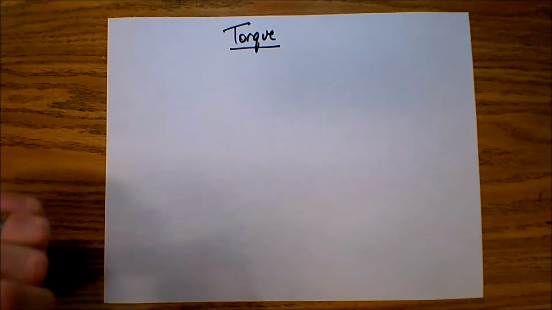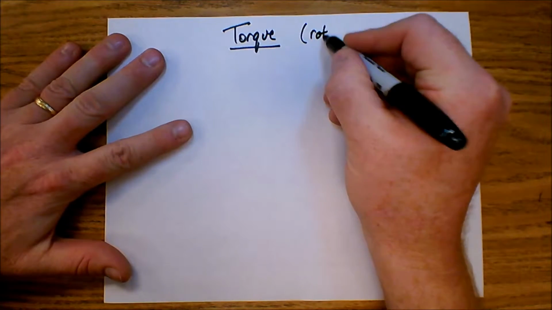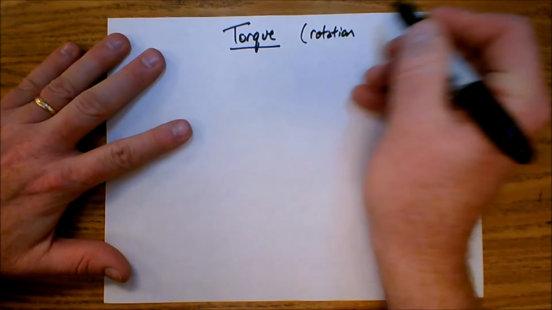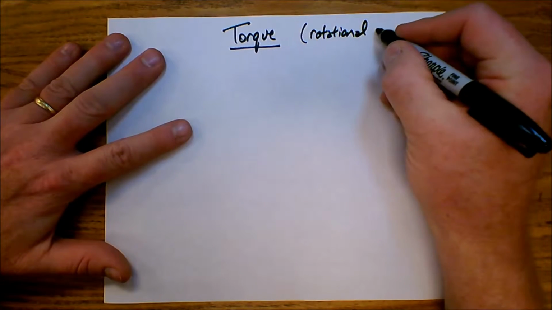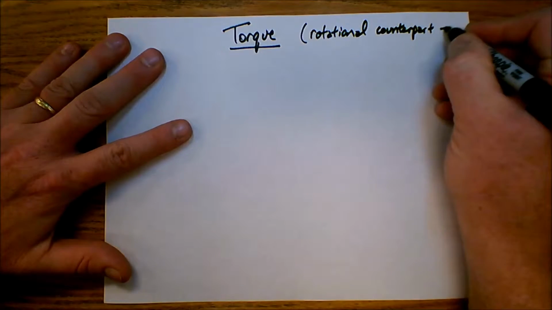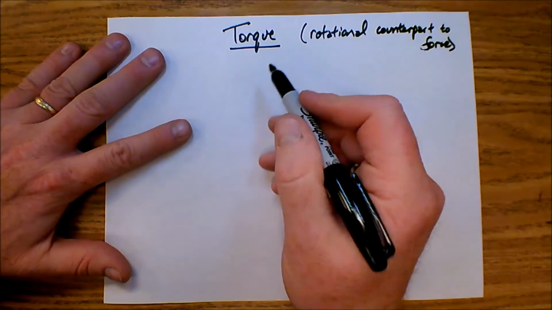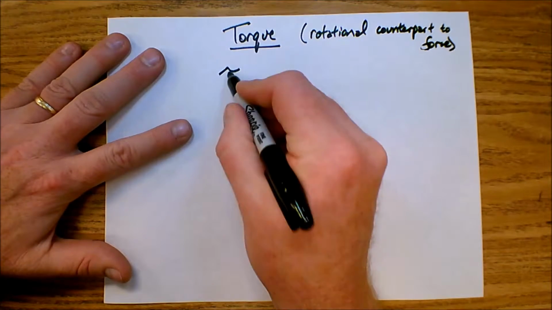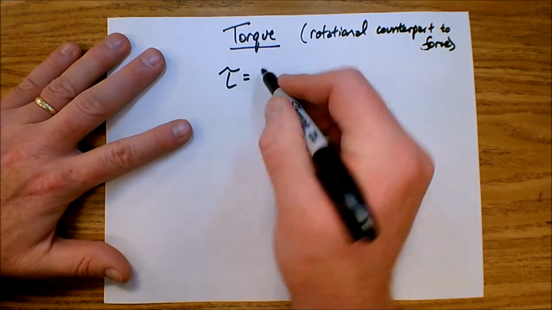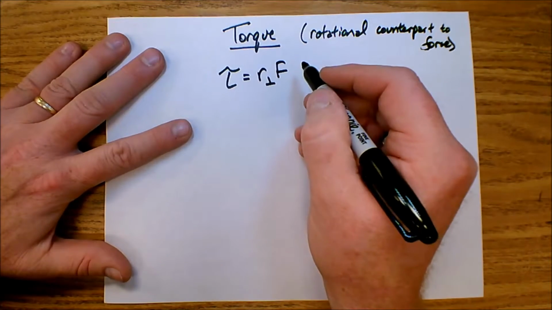In this lesson we're going to learn about torque. Torque is a rotational counterpart to force. So just as we have linear forces, rotationally their counterpart is what we call torque. The symbol we use is the Greek letter tau. It's found by taking r perpendicular times the force.